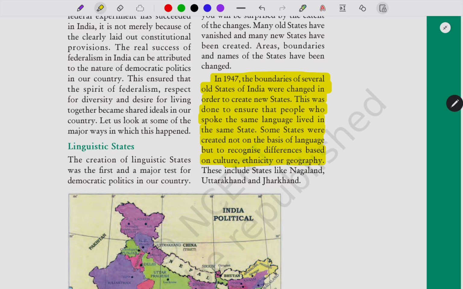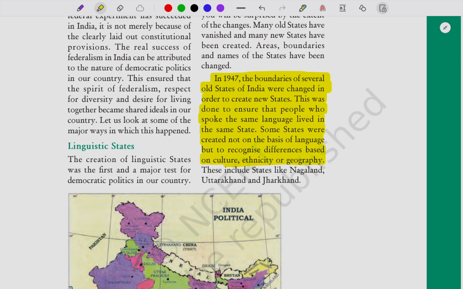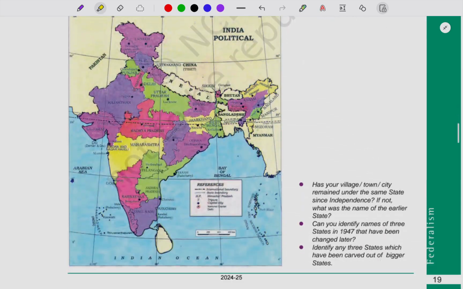Why were the states of 1947 changed in order to create new states? This was done to ensure that people who spoke the same language lived in the same states and the differences are recognized. Some states were not created on the basis of language but to recognize the difference between the ethnicity, culture, or geography. Okay?